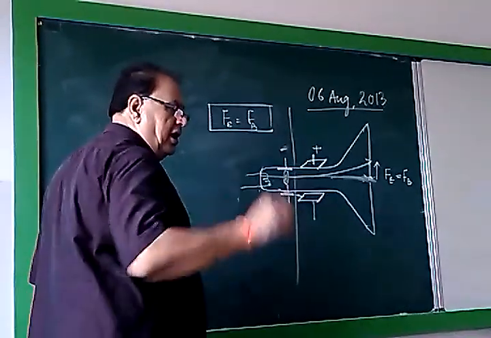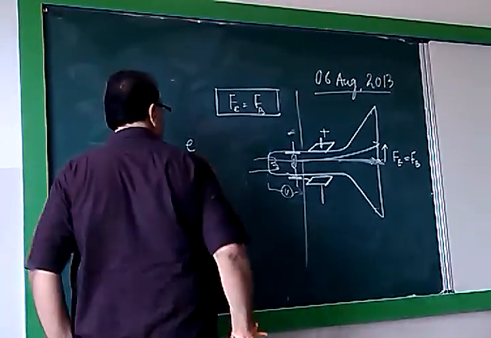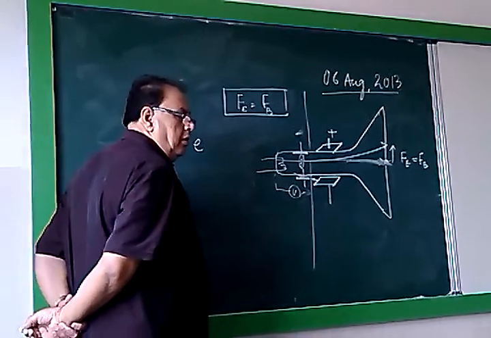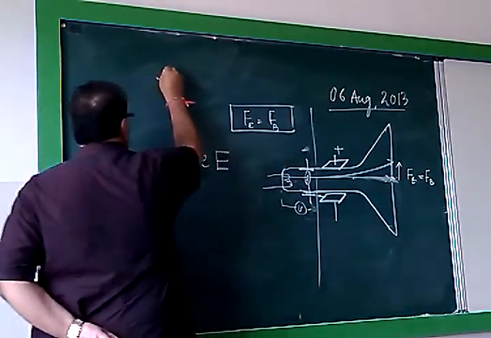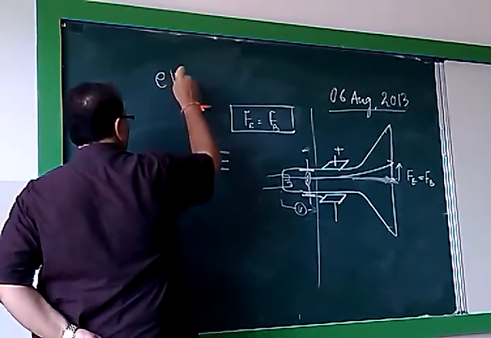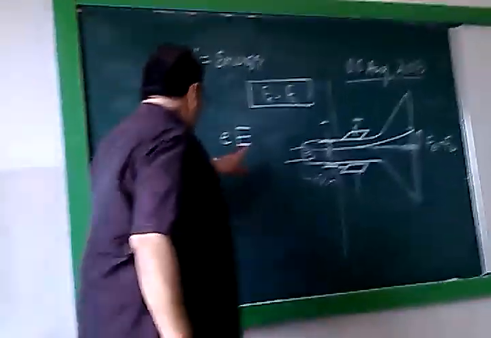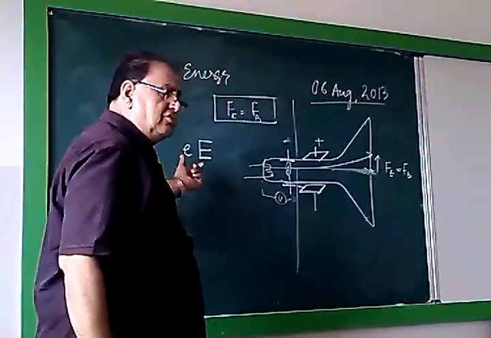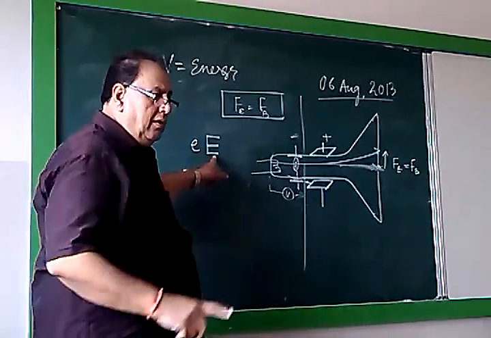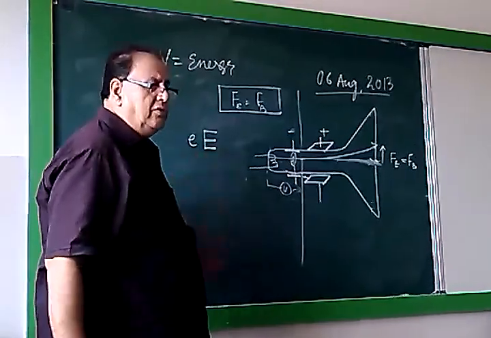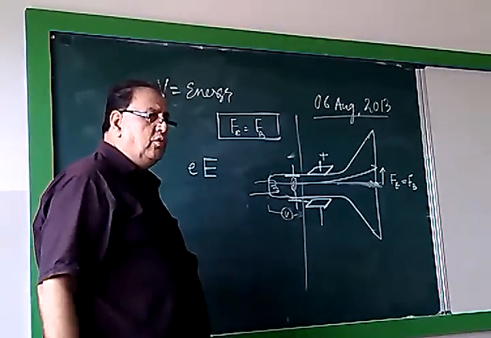And if e is a charge, the force in an electric field is always equal to what? e into capital E. Charge into voltage is energy, please remember. Electric field into charge is force. This is the force acting on one charge. Capital E is the force acting on a unit charge, one coulomb charge.